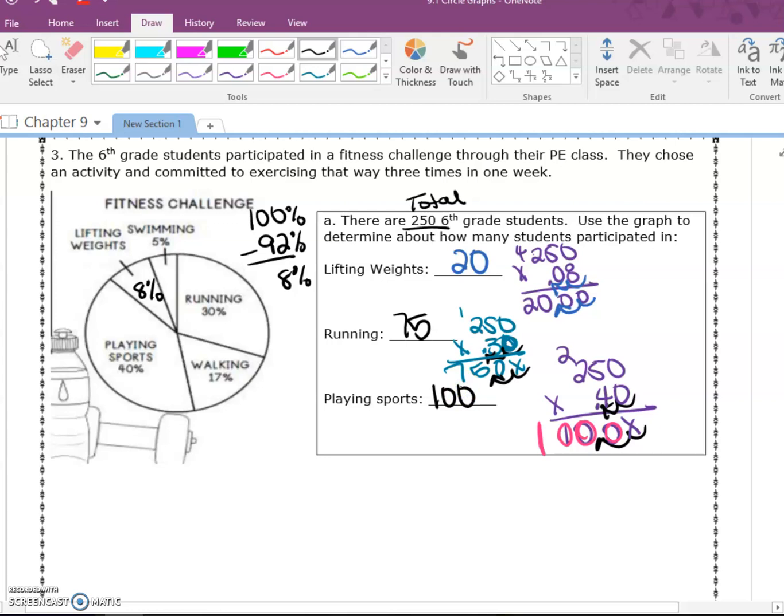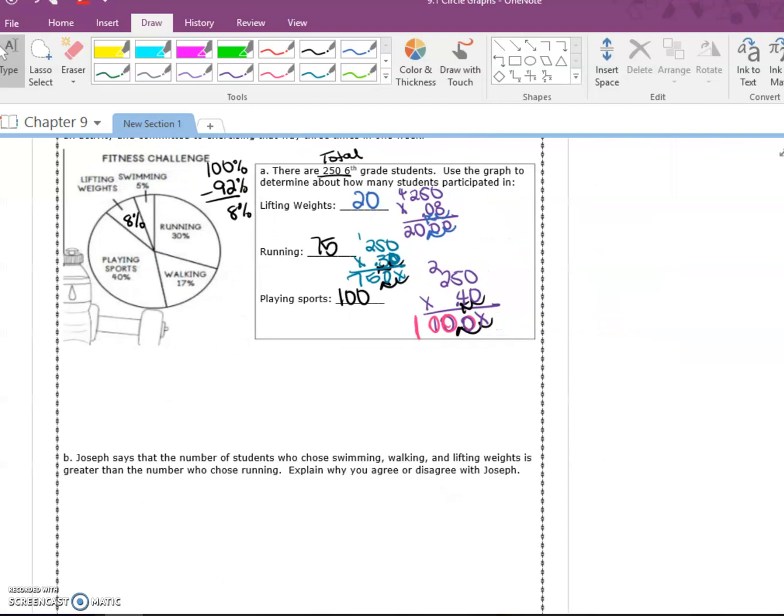Okay, so then let's look at B here. It says Joseph says that the number of students who chose swimming, walking, and lifting weights is greater than the number who chose running. Explain why you agree or disagree with Joseph. So for swimming, let me get a pen. So swimming is 5%, walking is 17%, and lifting weights is 8%. Now running is 30%. So let's see if those 3 combined together is greater than the number of running.